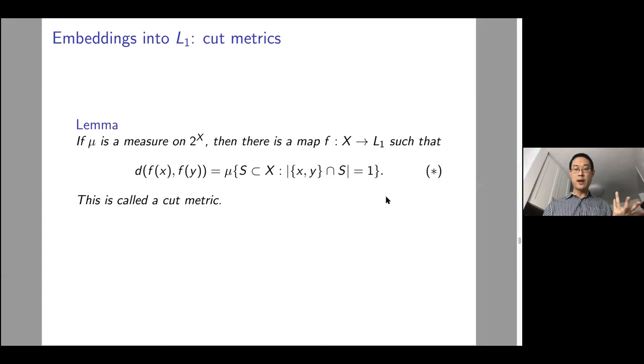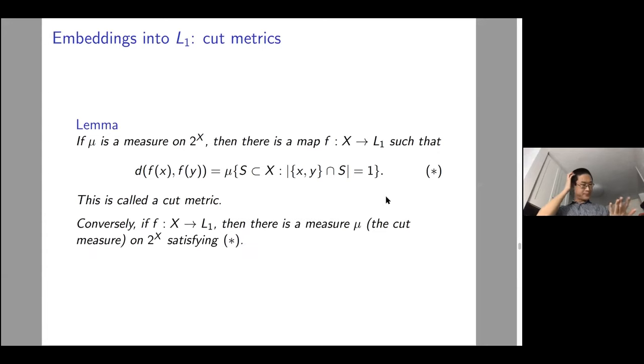One of the main features of these cut metrics is that if you have any map from X to L1, then there is a measure on the power set of X that satisfies this identity. So the distance between F of X and F of Y is the measure of the collection of sets that separate X and Y. And what that means is that instead of looking at maps from the Heisenberg group to L1, we can analyze this situation by considering subsets of the Heisenberg group, by describing subsets of the Heisenberg group.